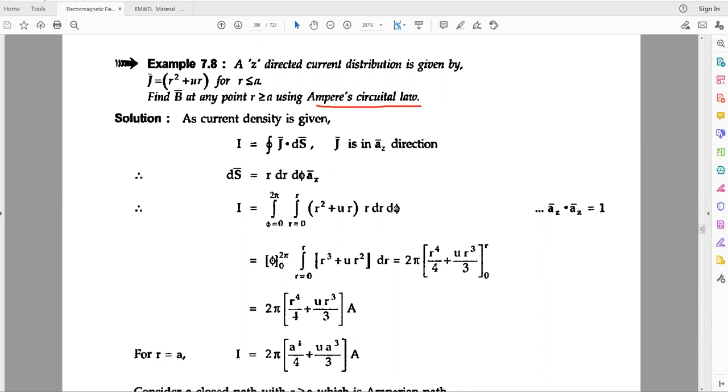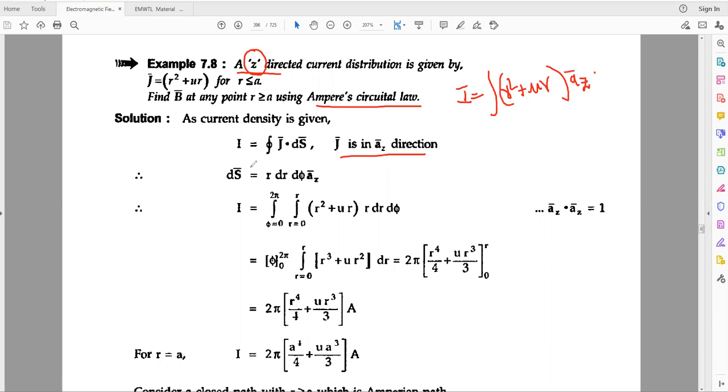First of all, you can find the current I, which is equal to the integral of J bar dot dS bar. J bar is directed in the Z direction, so it is in the AZ bar direction. Here they didn't show the AZ, but they are saying a Z-directed current distribution is given by R square plus mu R. So I is equal to the integral of J bar, R square plus mu R AZ bar.